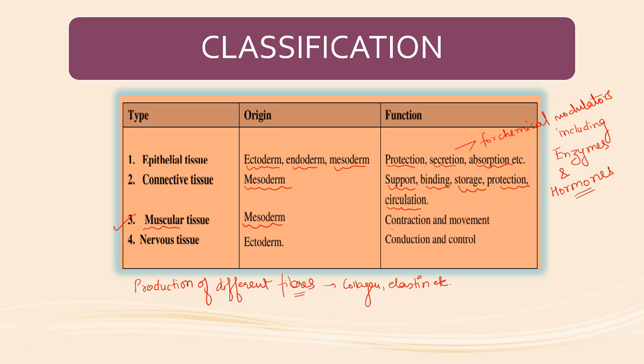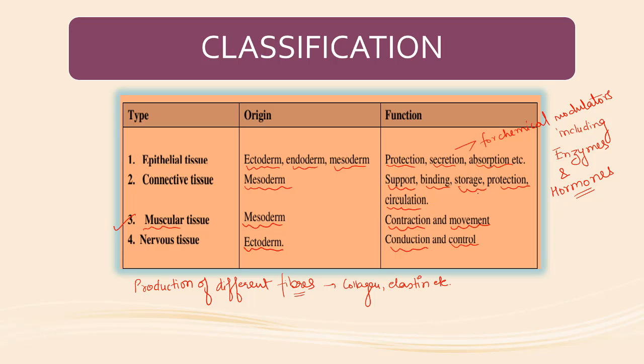Main function: contraction and movement. So the muscular tissue is basically concerned with the most important function, that is contraction and movement. Understood? Nervous tissue: it is ectodermal in origin and the main function is conduction and control.